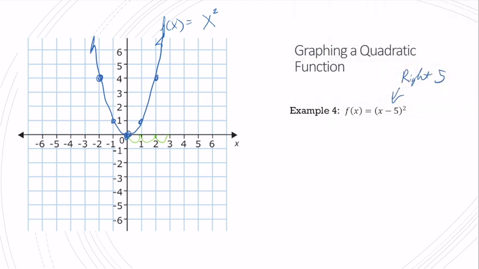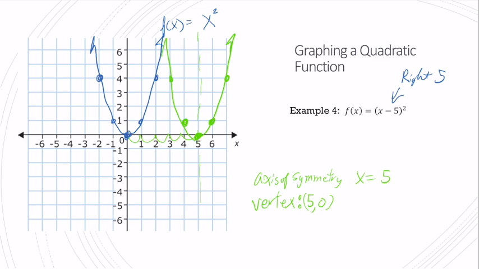This is my new vertex, which we didn't label in the last example, but we'll go back and fix that. When x is 5, y is 0. This is also going to be my new axis of symmetry when x equals 5, and every single point has been shifted over 5. This would be my new graph. My domain is still all real numbers. My range in this case goes from 0 to infinity.